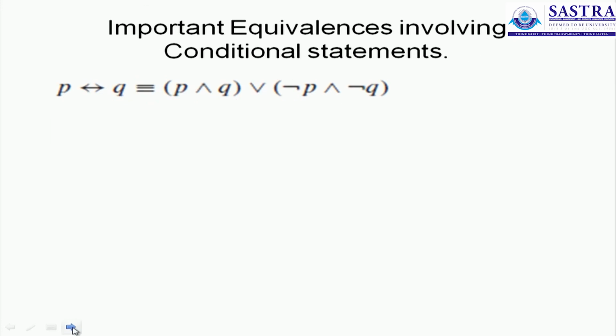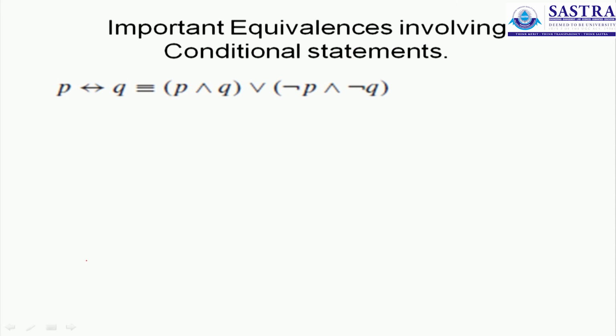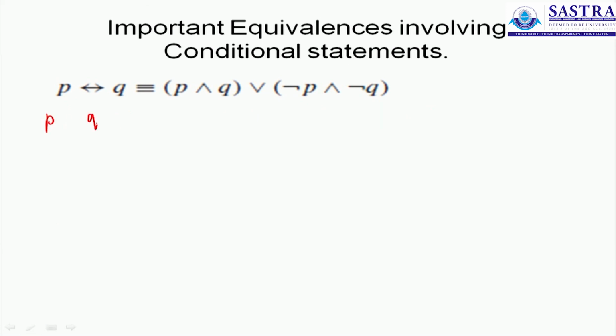Just a couple of more examples, easier ones this time because we are combining only a couple of statements. So P, Q, a biconditional, a conjunction, negation of the two. I need more space. P, Q, biconditional, a conjunction, negation of P, negation of Q, conjunction again, and then another disjunction.